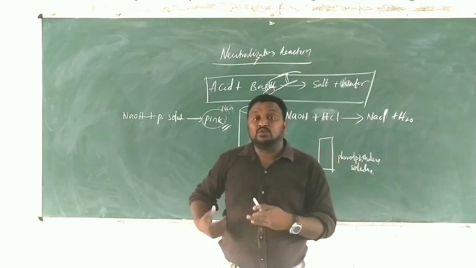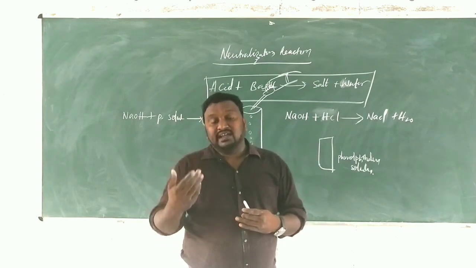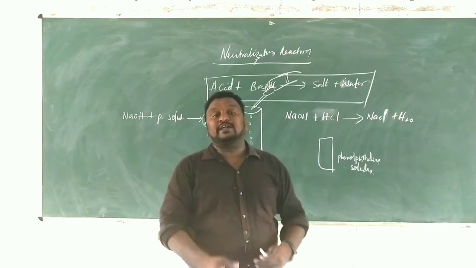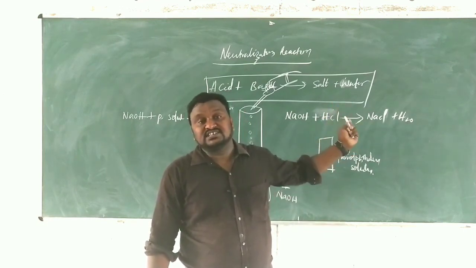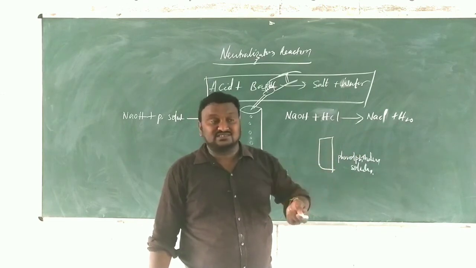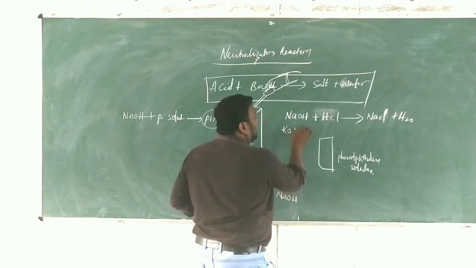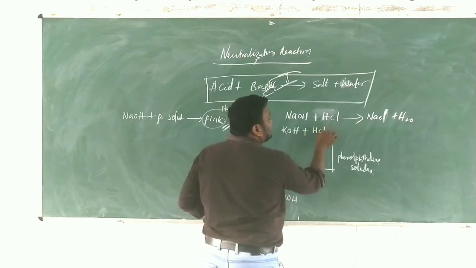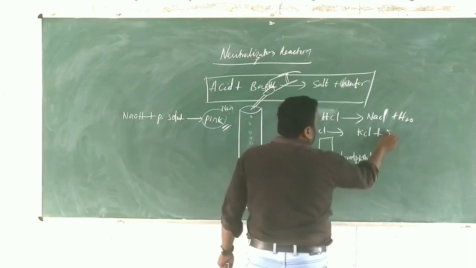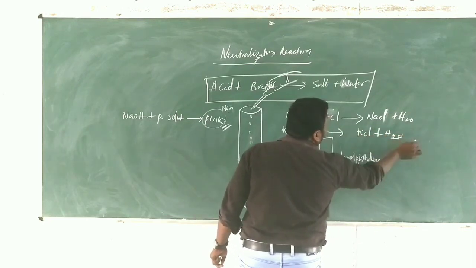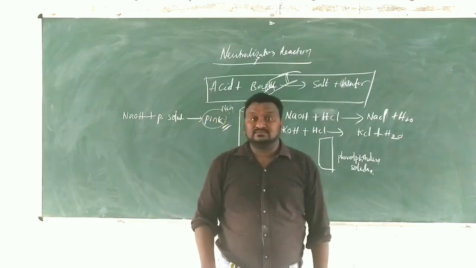So from this activity we have to conclude that when a base reacts with an acid, we get salt and water. Children, this is about the neutralization reaction. We have another example also. We can take potassium hydroxide plus HCl. Then also what do we get? Potassium chloride plus H2O. This is another example for neutralization reaction.